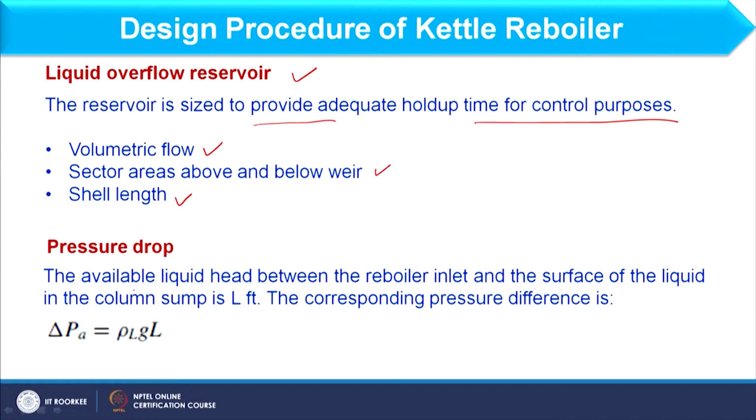In the pressure drop in the kettle reboiler, the available liquid head between the reservoir inlet and the surface of the liquid in the column sump is L. The corresponding pressure difference we can find as rho L g L. This L is from the reboiler inlet to the liquid available in the distillation column. So this pressure drop is on the distillation column side, not the reboiler side, right. We consider this pressure drop as the available pressure drop.